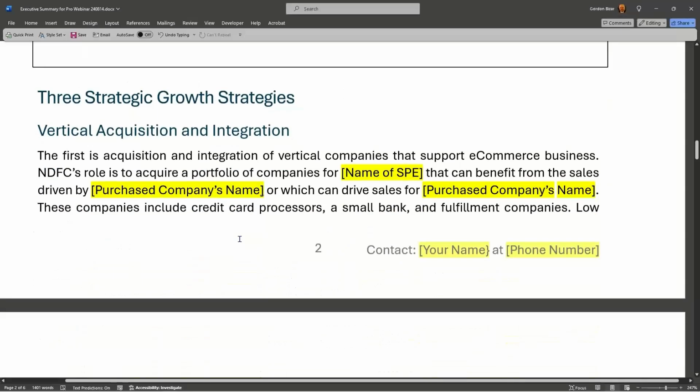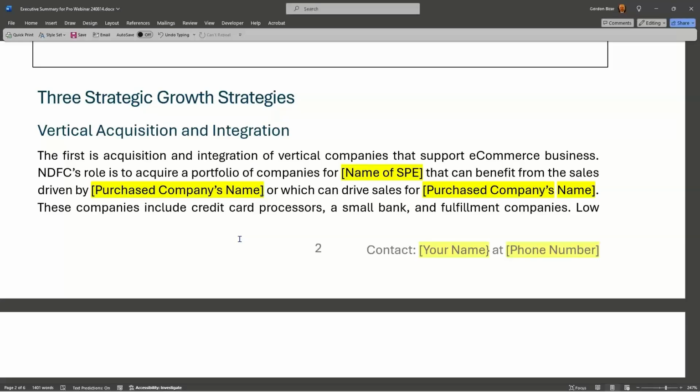Okay, you've got three strategic growth strategies. Here's how we're going to build the sales of this company. Vertical acquisition and integration. Now, we referenced this in the early part on the bullet points, but now we're going to get into it in more detail. The first is acquisition and integration of vertical companies that support e-commerce business.